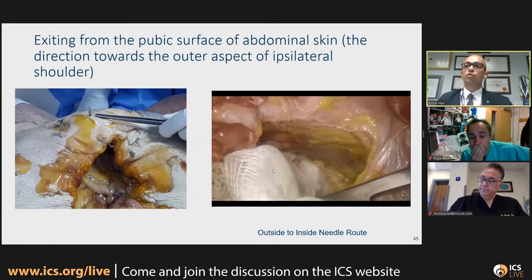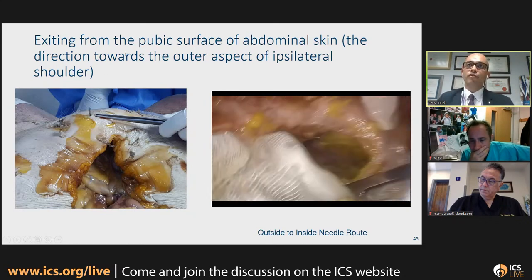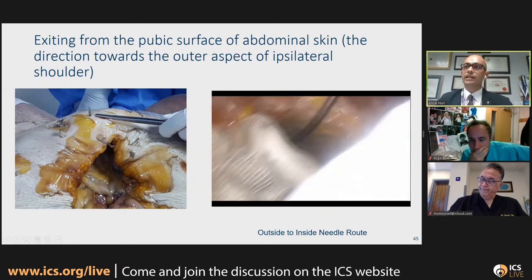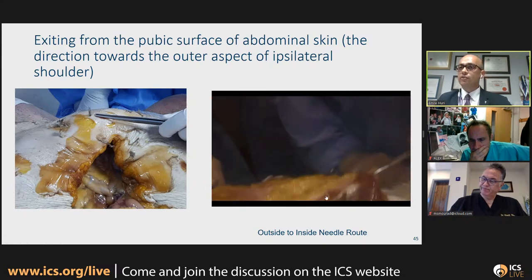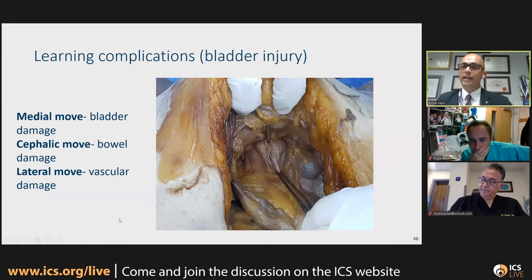Here, this is the routine outside-to-inside needle route, and exiting from the pubic surface of the abdominal skin is crucial. This is the right way when we do the surgery. Of course, trying out the potential complications during the surgery is crucial while doing cadaveric dissection.